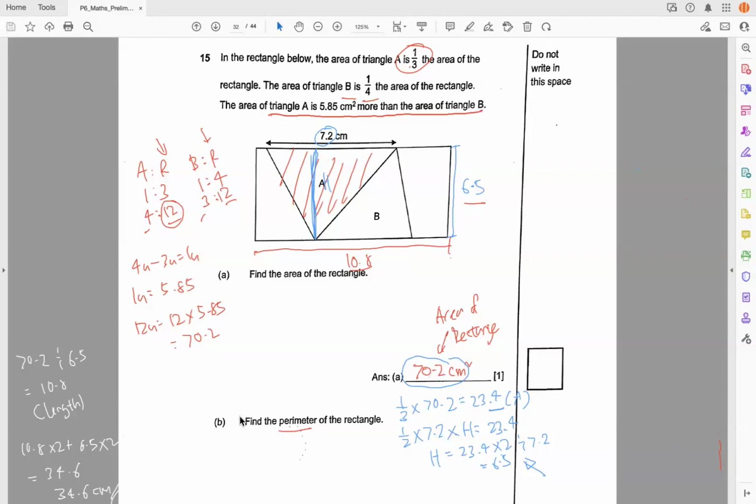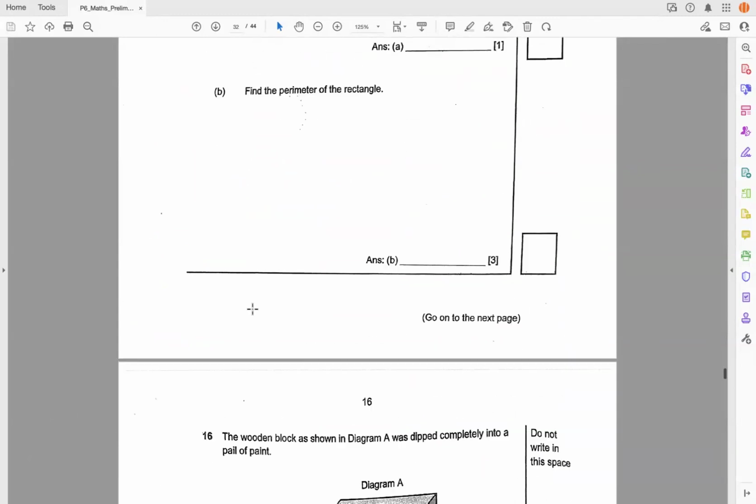Okay, let's continue. Question 16 is a bit difficult if you cannot imagine, cannot visualize. Then it's quite difficult for question 16.